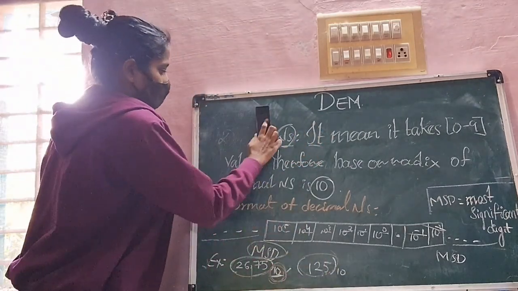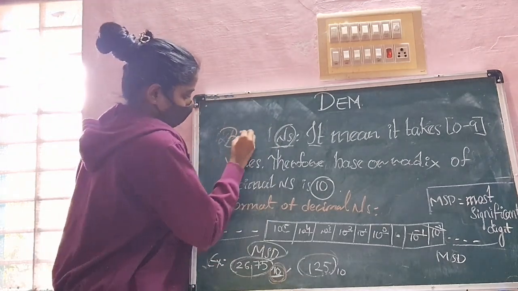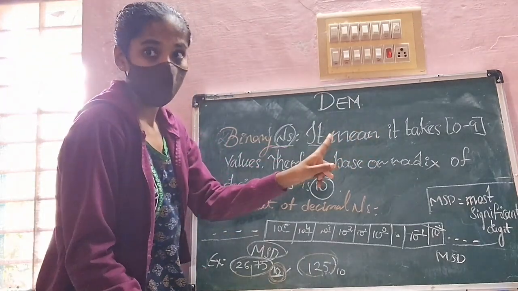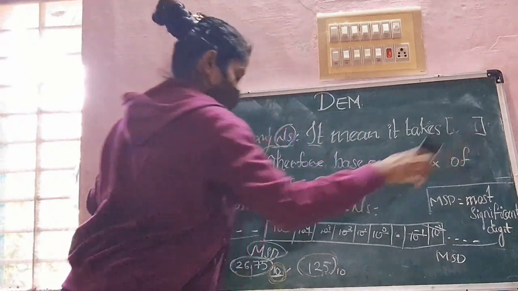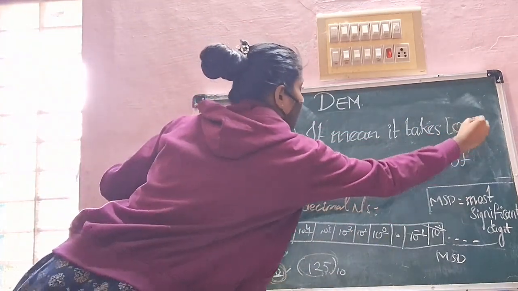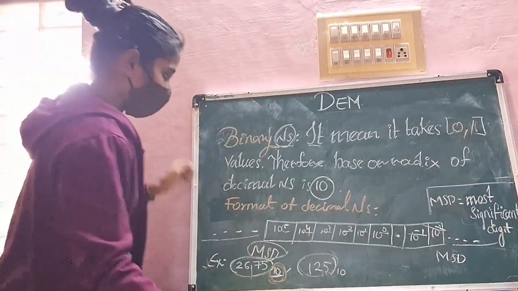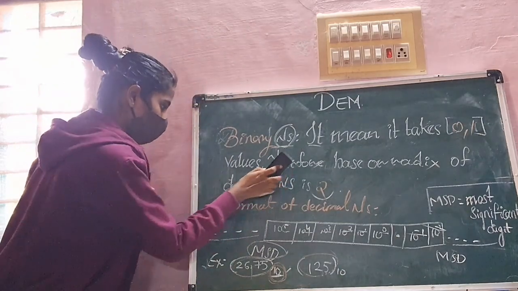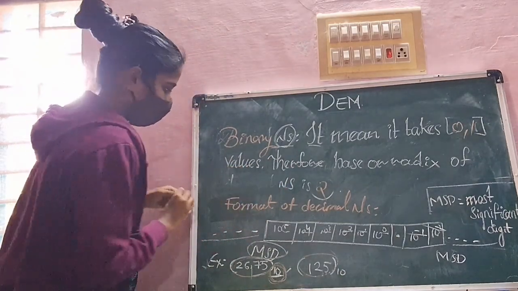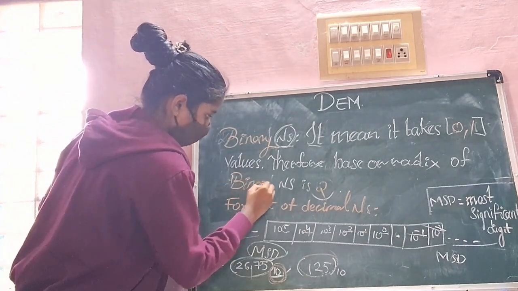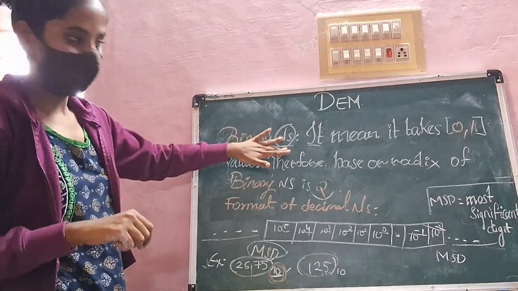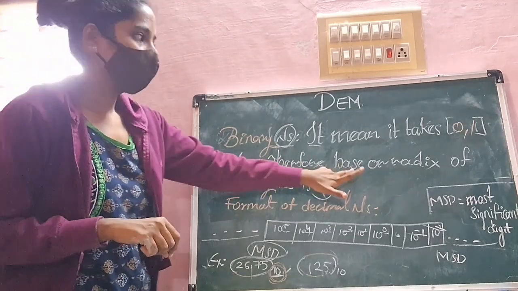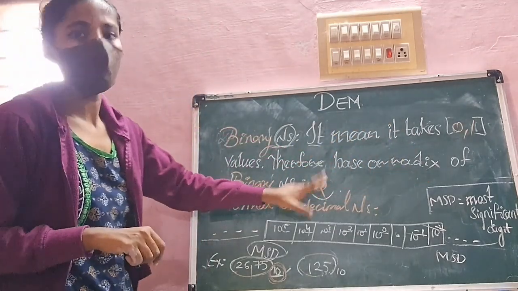Now 0 to 9, but the binary is 0, 1. Yes. And the base is 2. And change this as binary. Yes. Binary number system. It means it takes 0, 1 values. Therefore, the base or radix of the binary number system is 2.